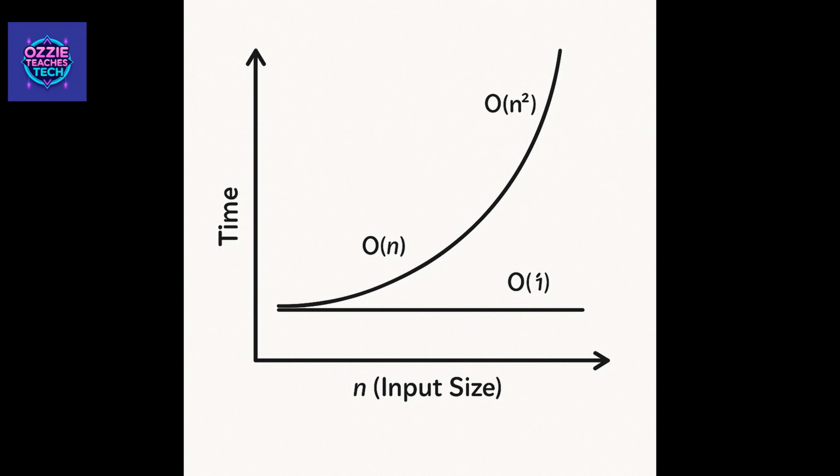5. Time complexity basics. Cambridge introduces big O notation at A level. You need to understand O(1), which is constant time, O(n), which is linear time, O(n²), which is quadratic time. You won't do complex proofs, but you should be able to look at nested loops and say, oh, this is O(n²), or explain why binary search is O(log n).